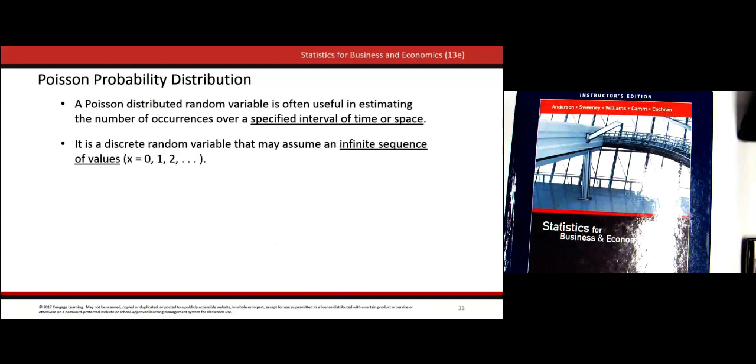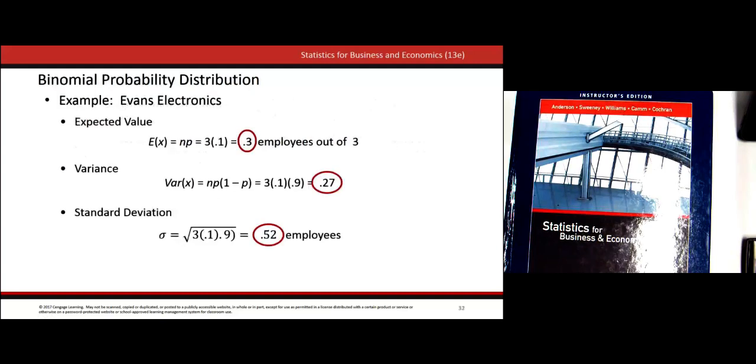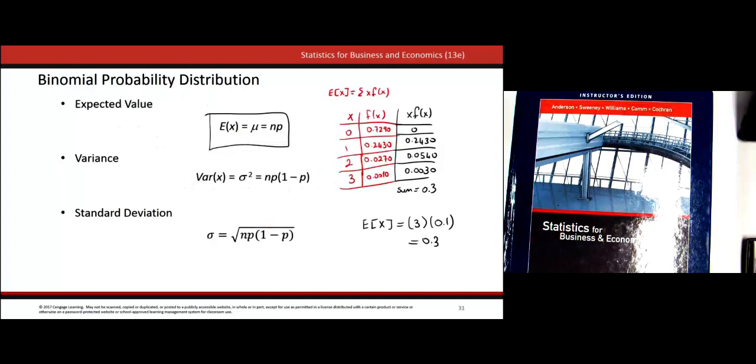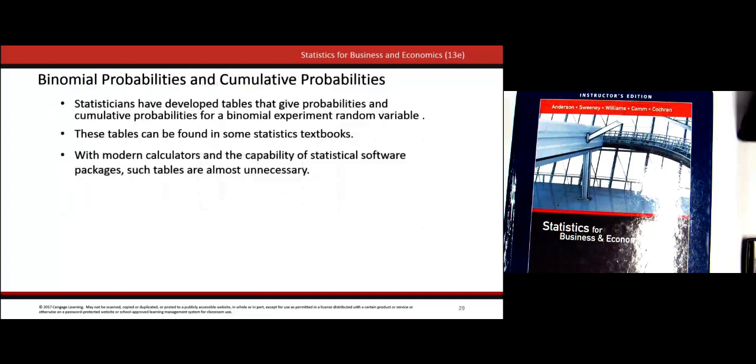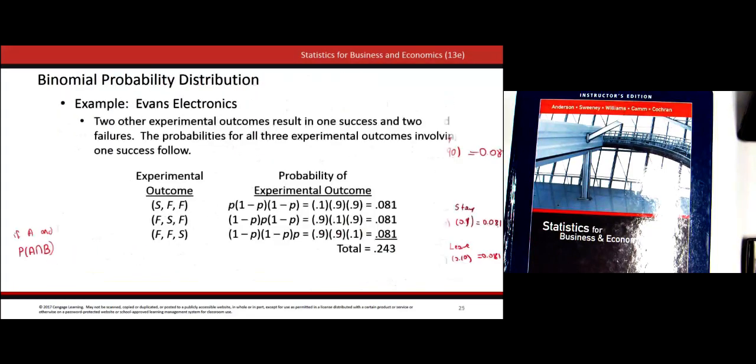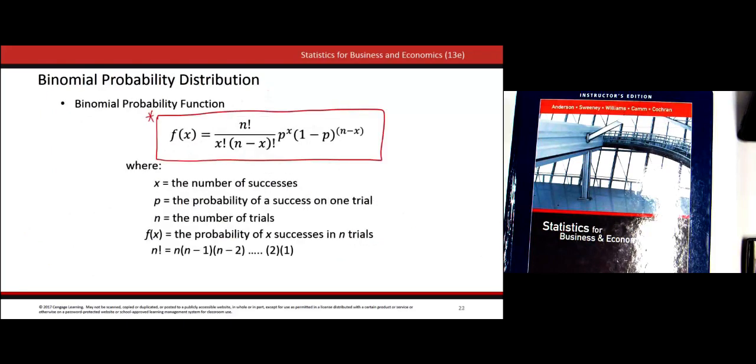Now we will discuss Poisson probability distribution. This is also a discrete probability distribution like the binomial. So binomial distribution, x is the number of successes. So what are the values x can take?